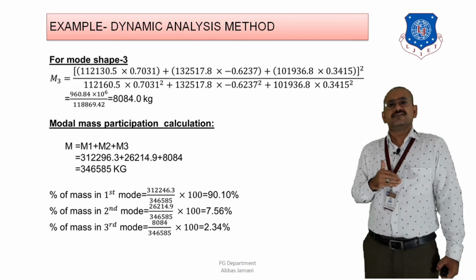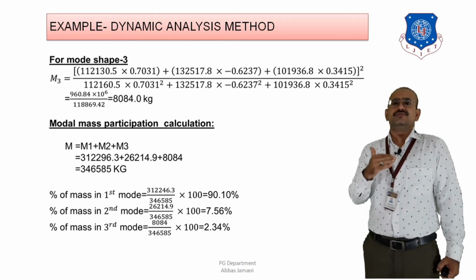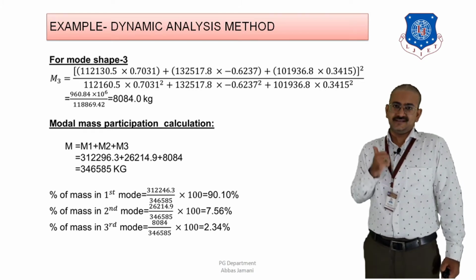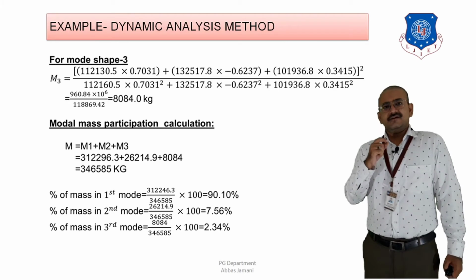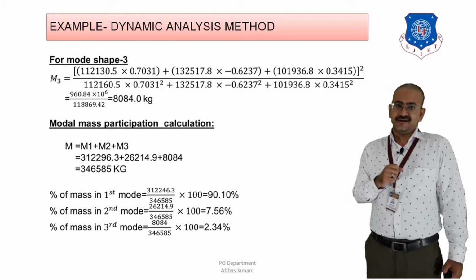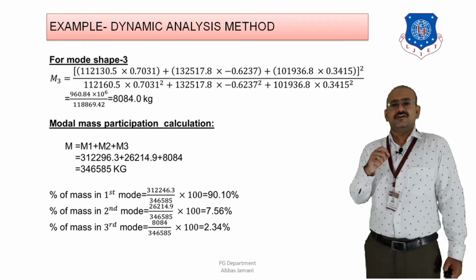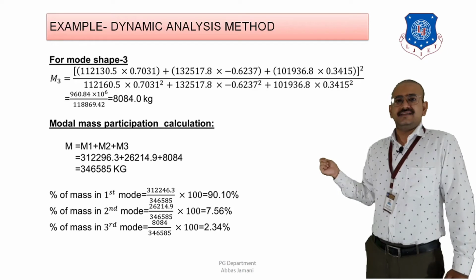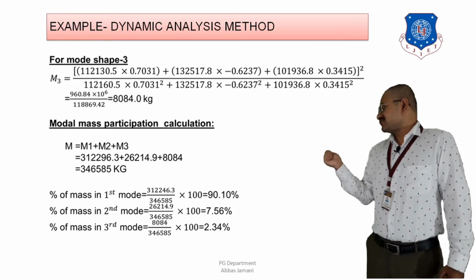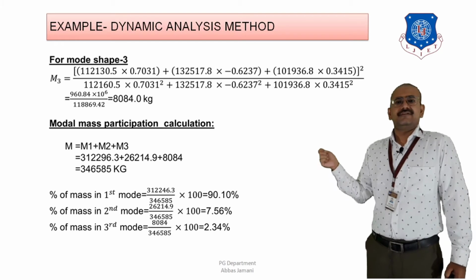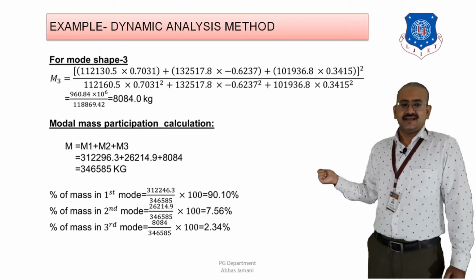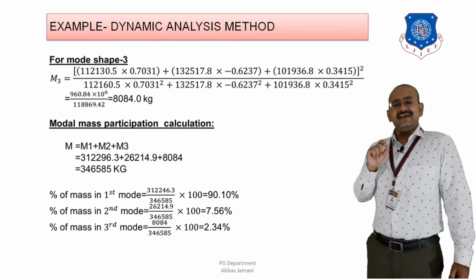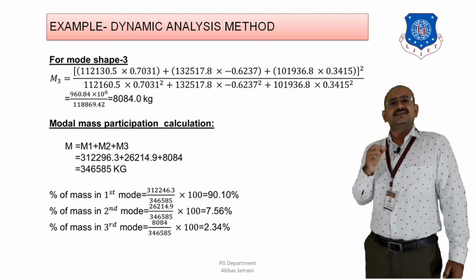Right. So this is how you can calculate the values of the modal mass corresponding to each mode for all the three cases, that is M1, M2 and M3. Once you are able to do this, the first step is completed. Then the next step is to do the summation of the modal mass values that we have obtained. So if I do the summation of modal mass, then capital M is equal to M1 plus M2 plus M3. If I substitute these values of M1, M2 and M3, the final answer I will get is 3,46,585 kg.